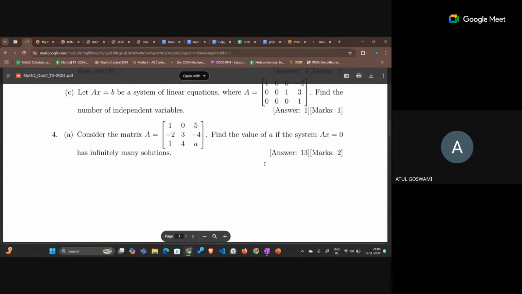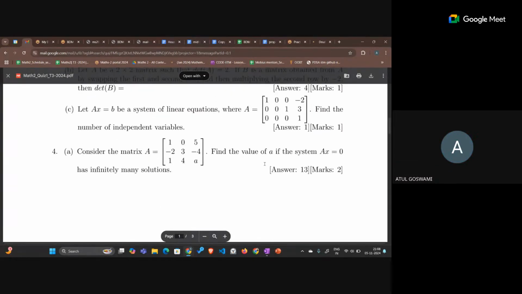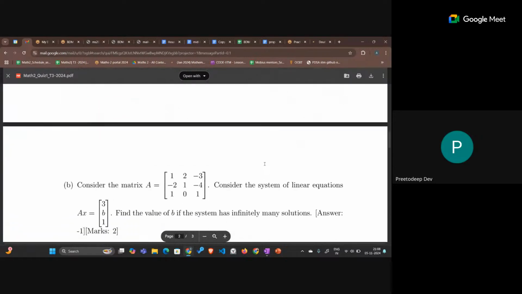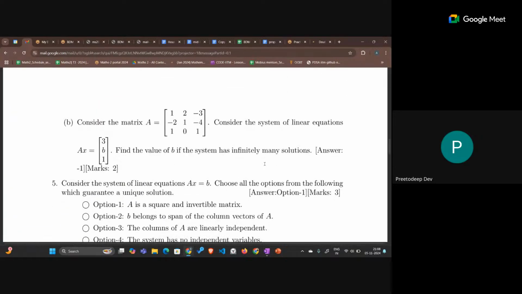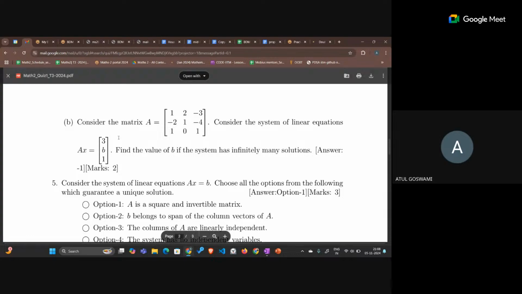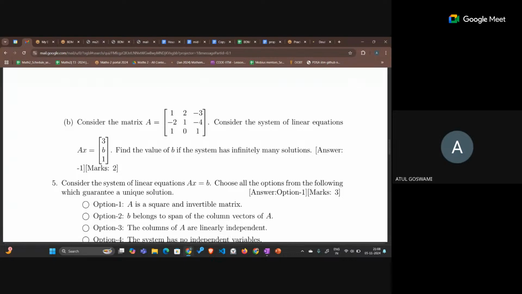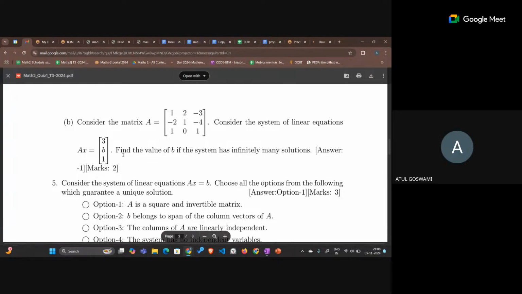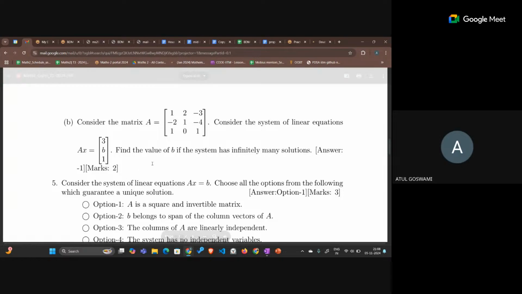Is it related to any question? No, it's not related. It's independent. There is one question just before that. It is similar, but it's not related. So consider matrix A. Consider the system of linear equations Ax equals b. It is given that it has infinitely many solutions, and what is the value of b?